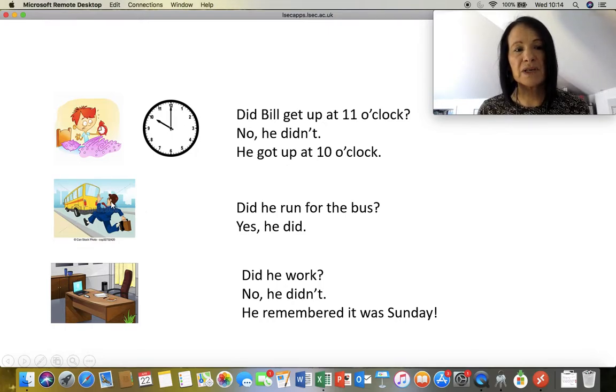Okay, let's have a look at this picture. Did he run for the bus? Yes, he did. Did he work? Well, if you look at the picture, it was Sunday, wasn't it? So no, he didn't. He remembered it was Sunday. Many people in offices don't work at the weekend. Do you work at the weekend? Give me a short answer.